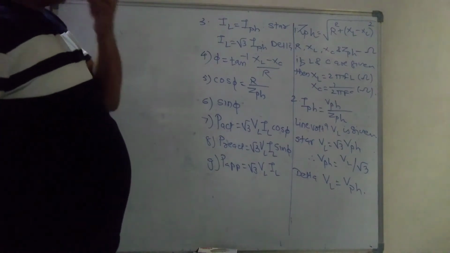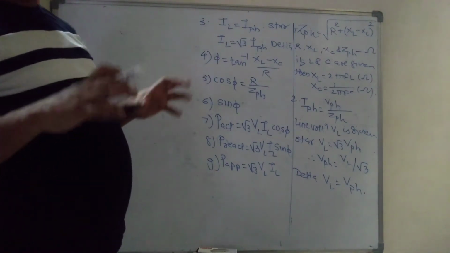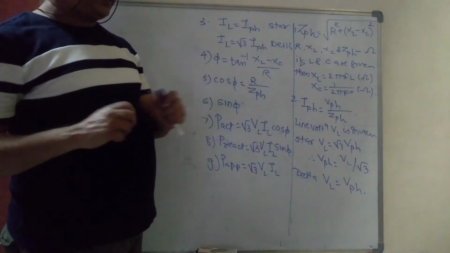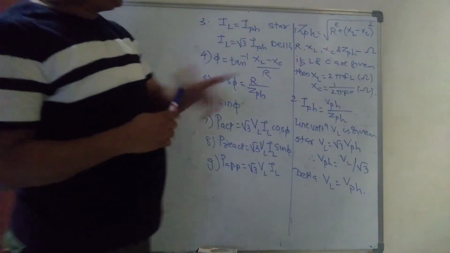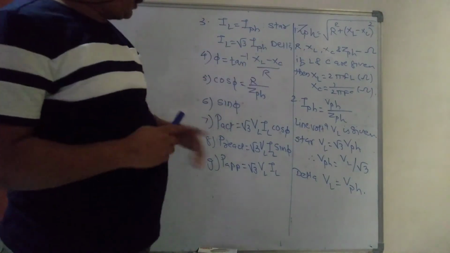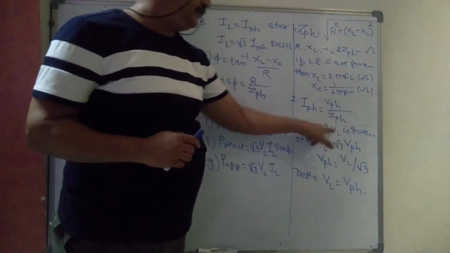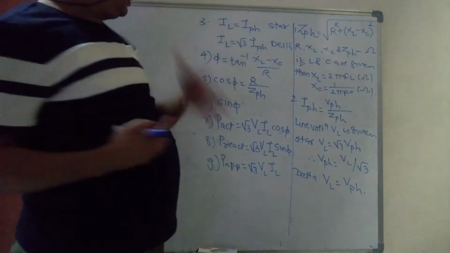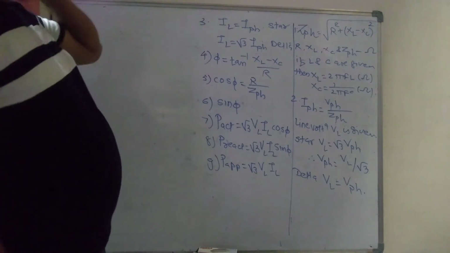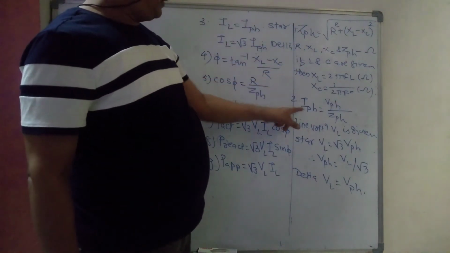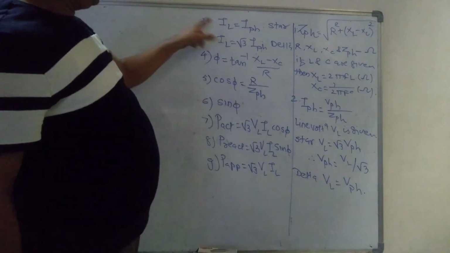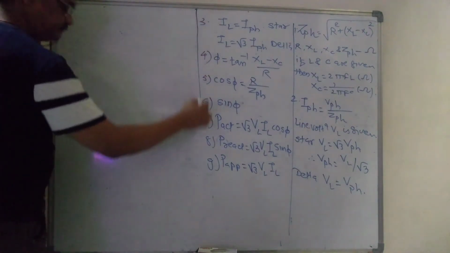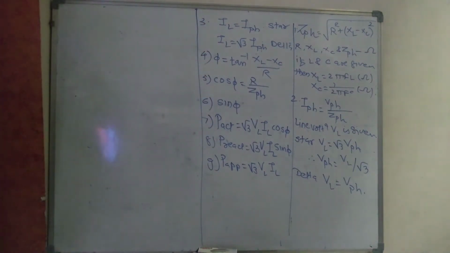So the numerical will be given to you that Z equal to this is connected across 440 volt. Across 440 volt means VL, the given voltage in the numerical, is always the line voltage. Calculate anything can be asked. So first ZPH, IPH, then IL, phi, cos phi, sin phi, right? So we will solve the numerical for delta as well as star.